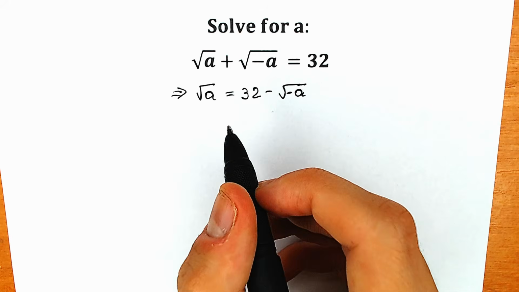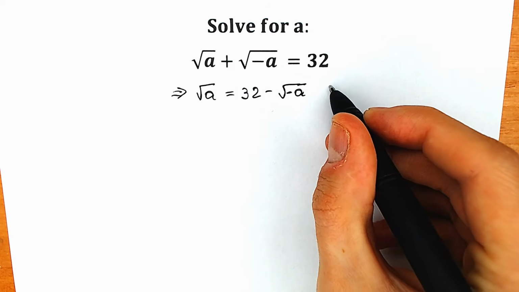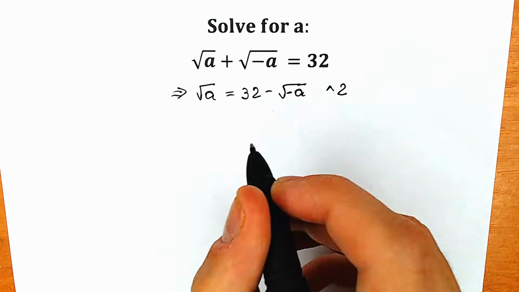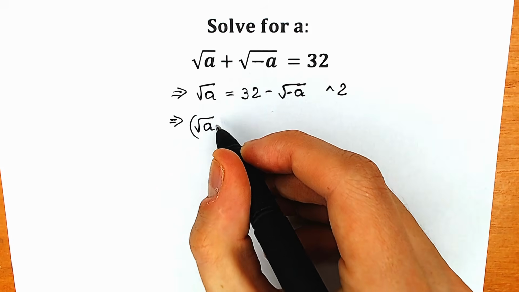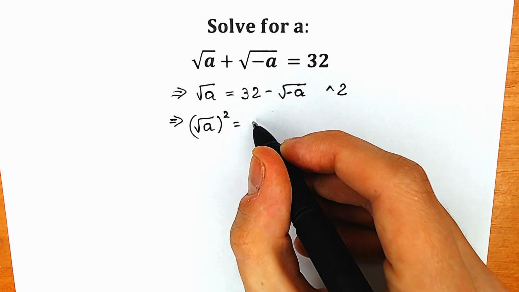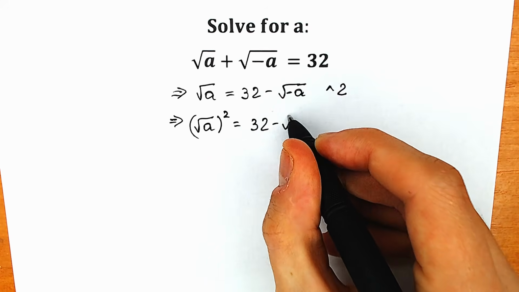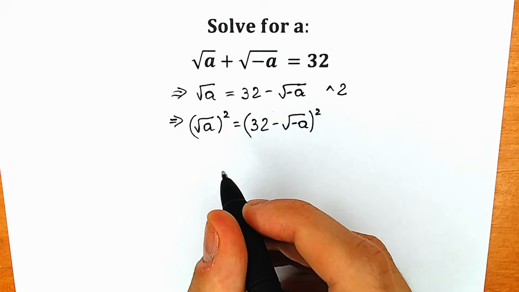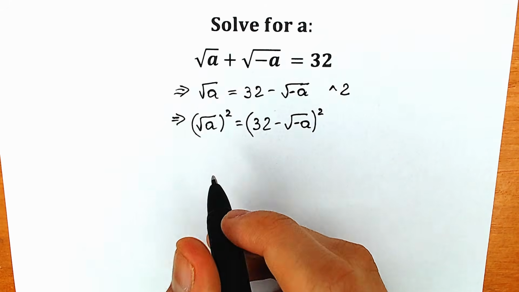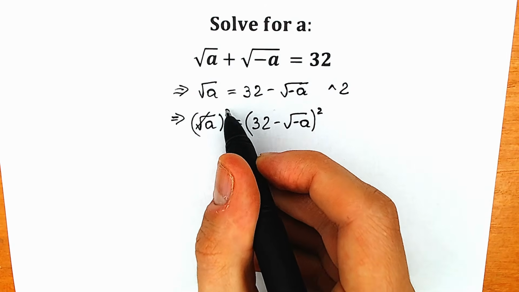What we're going to do next, right now, let's square both sides. Let's raise these both sides to the power 2. As a result, what do we have? We have square root of a raised to the second power equal to 32 minus square root of minus a to the second power. Okay, so we are going to square our both sides.